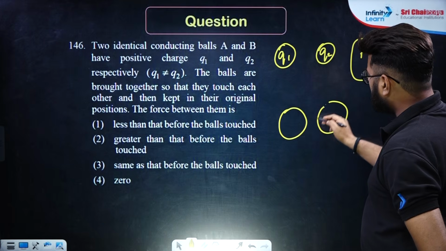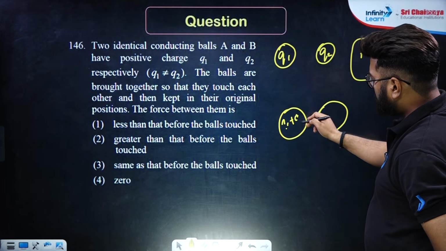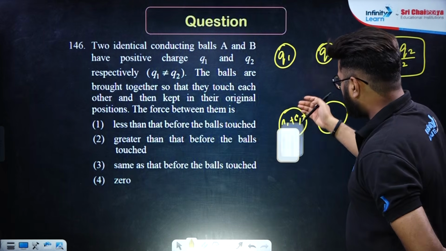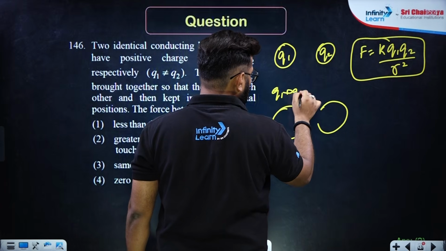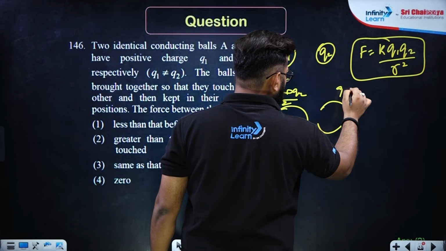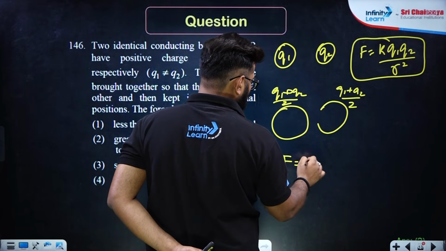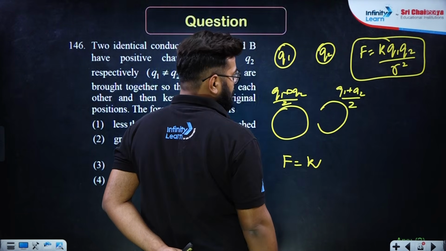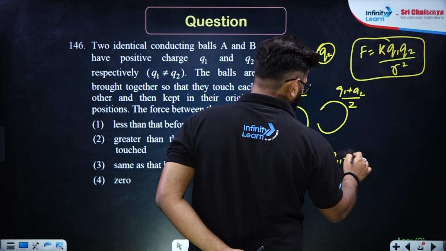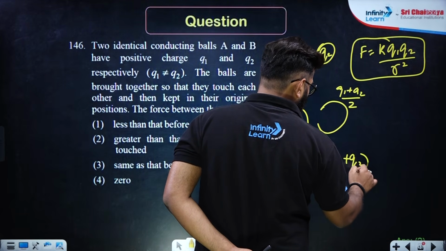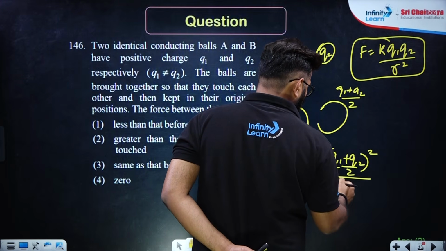obviously the charge will be shared equally now. It will be Q1 plus Q2. How much will it be? It will be Q1 plus Q2 by 2, and it will be Q1 plus Q2 by 2. Now the force will be F equal to K, Q1 plus Q2 by 2 into Q1 plus Q2 by 2, whole upon R square.